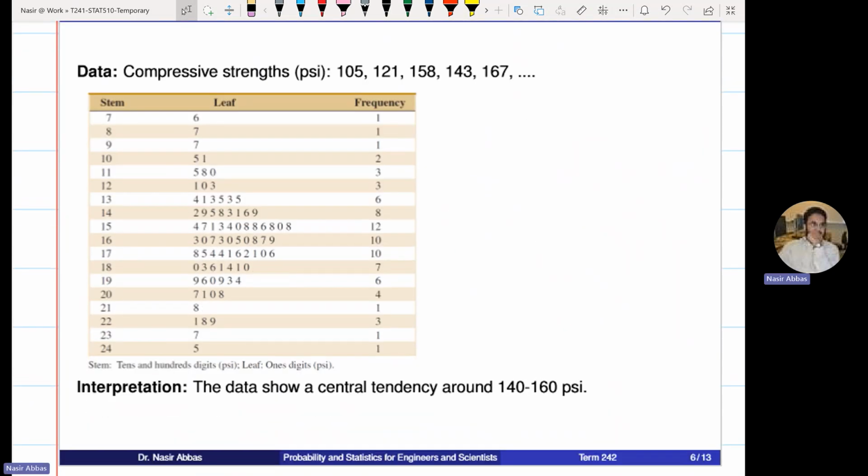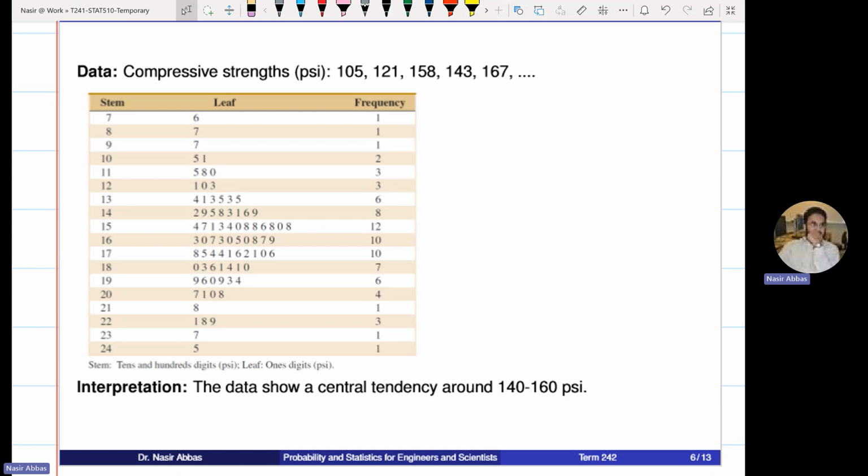The original data was the compressive strength in PSI, and the values were 105, 121, 158, 143, 167, and so on. There were 80 values in the data. Looking at the data, we decided the first 2 digits to be the stem and the third digit to be the leaf. The data started with 76, so the first stem came out to be 70. Then 80, 90, 100, 110, 120, 130, all the way up to 240.